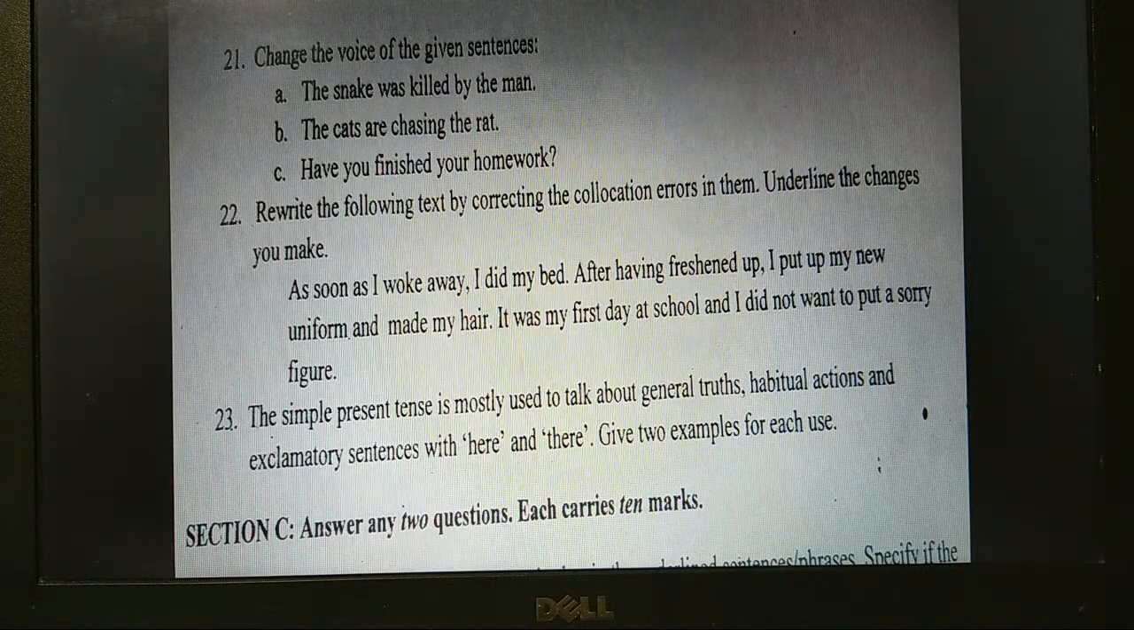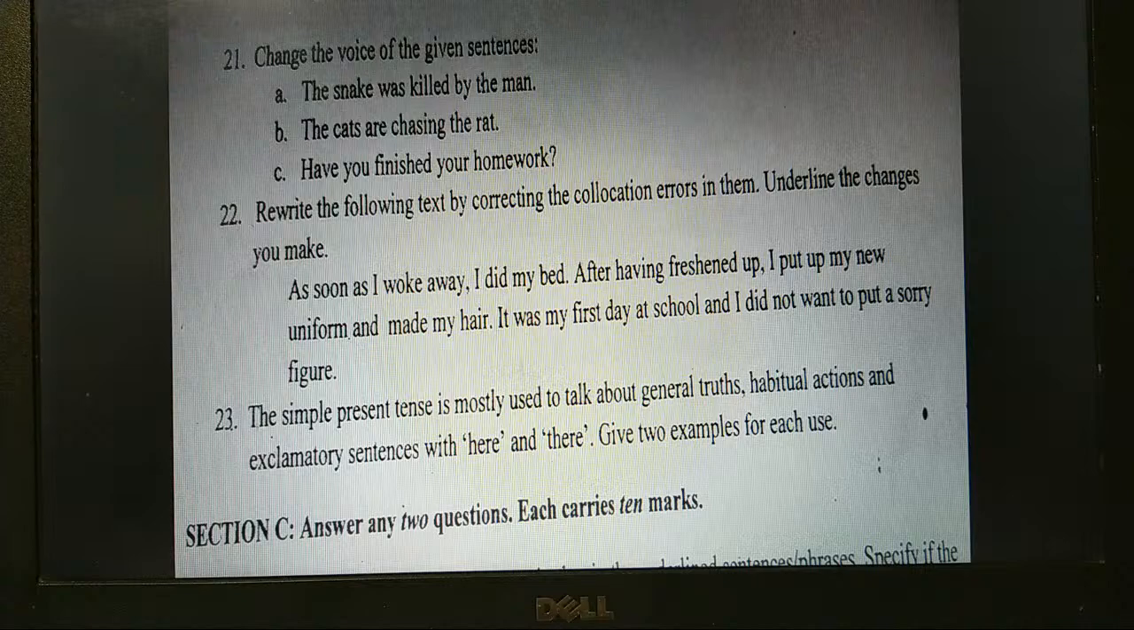I go to beach every day. Again, habitual action. Number 3, third example for habitual action, simple present. Alex goes to church on Sundays. This is the habit of Alex. Alex goes to church on Sundays.